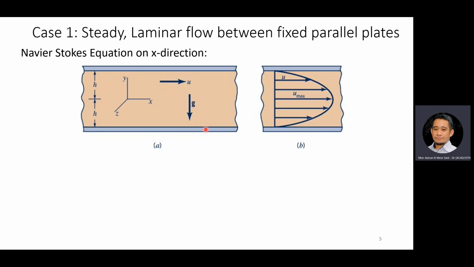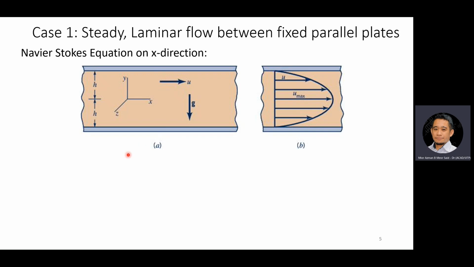So we take a look at case one, steady laminar flow between fixed parallel plates, using the Navier-Stokes equation. This is a case in a steady state, where the values remain unchanged at any time, and laminar flow means that the velocity is relatively low. Now we just focus on the flow between fixed parallel plates. This means that the fluid flows within these two fixed parallel plates, and it's two-dimensional.